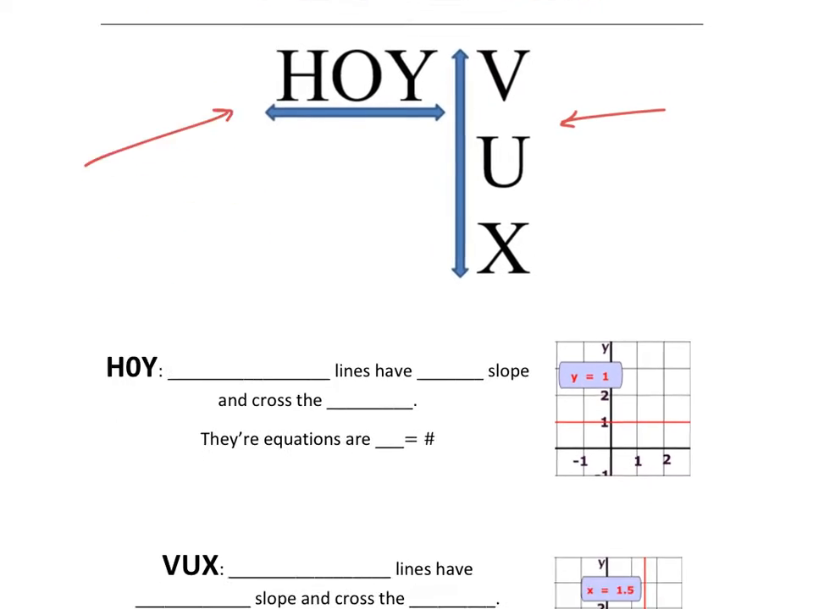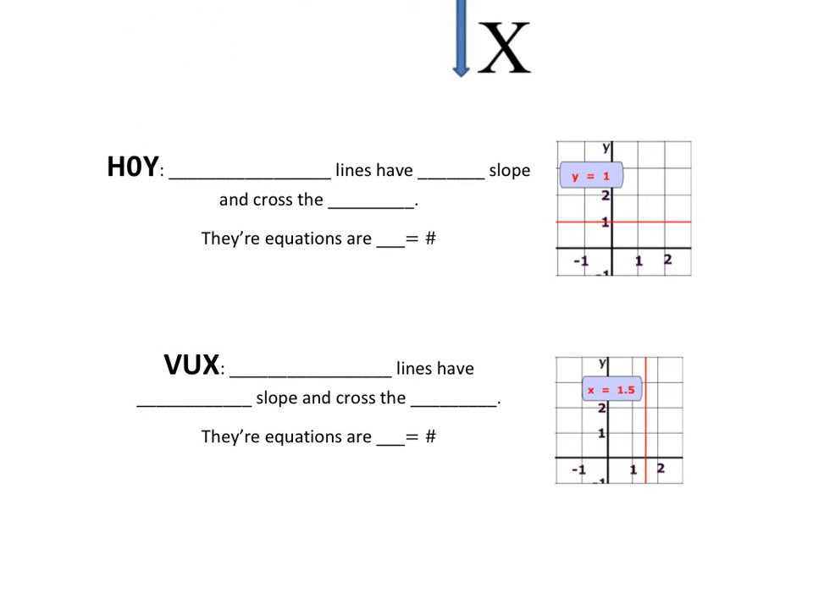Now let's talk about what these acronyms stand for. HOY stands for the fact that horizontal lines have zero slope. They also cross the y-axis. If you notice, this spells out HOY: H, 0 or O, Y. Horizontal lines have zero slope and cross the y-axis. Their equations are always y equals just a number. So HOY equations are horizontal, have zero slope, cross the y-axis, and have equations y equals some number.